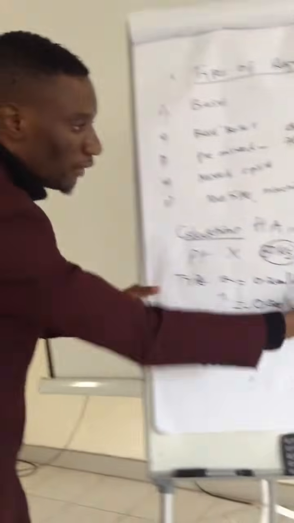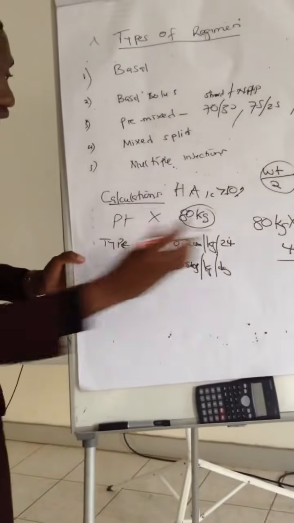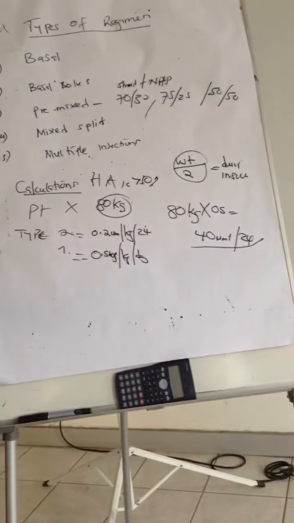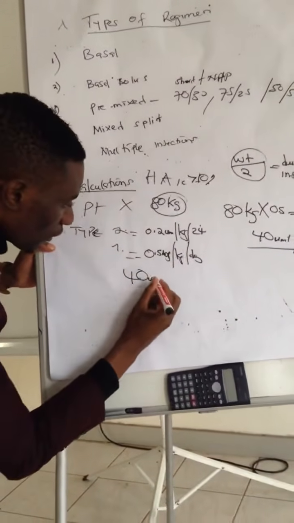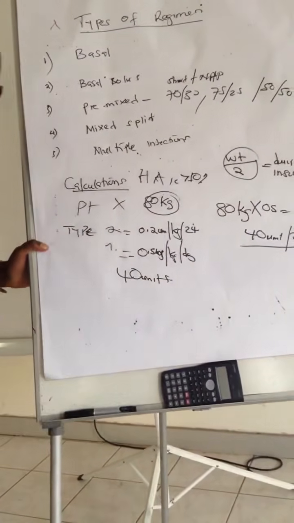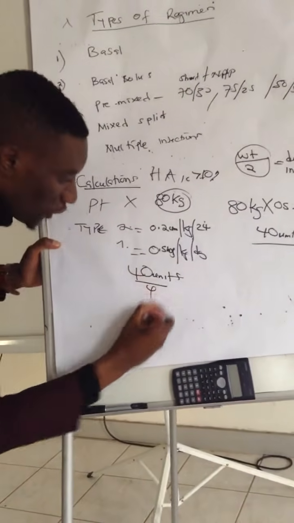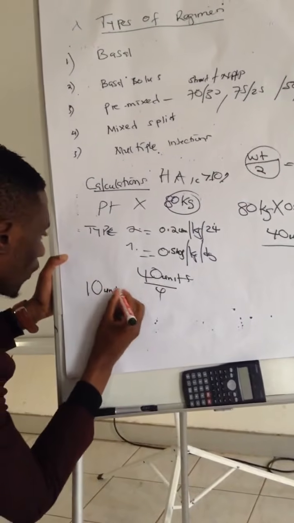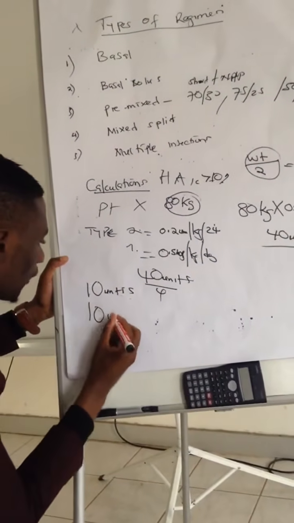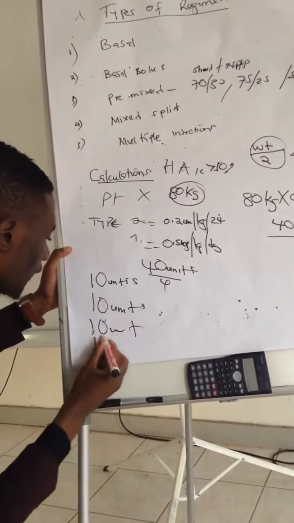So what you do basically here, if you're using what you call multiple injections, which is called basal bolus, you get the 40 units of the patient and divide them into 4 equal parts. So you divide this by simply 4. You get how many? 10 units. So you have 10 units here, another 10 units here, another 10 units here, another 10 units here.